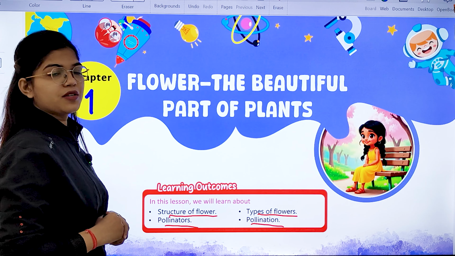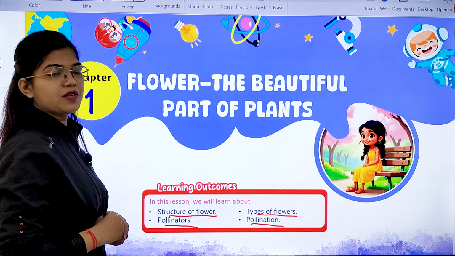Next, plants make their own food. This we all know, that they are the only living organisms which can prepare their own food by using sunlight, water, carbon dioxide, and nutrients and minerals which are present in the soil. And their food making process is known as photosynthesis.